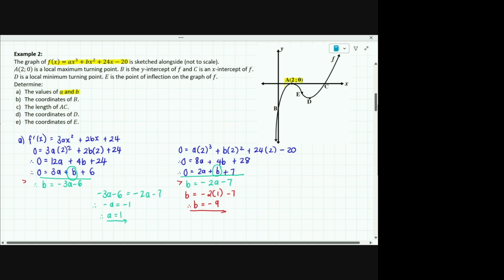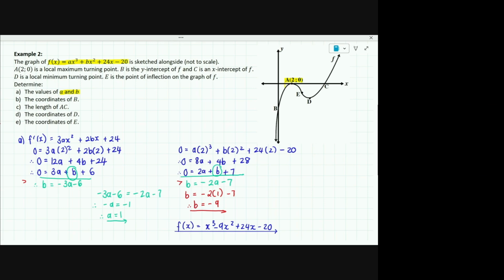We were asked to find the values of A and B. We've done that. Obviously, if we want to, we can just write our equation out. So f of x is equal to x cubed minus 9x squared plus 24x minus 20. But once again, when you're given the turning point and you've been asked to find the formula of your cubic function, you need to set the first derivative equal to 0 and substitute in the x value of your turning point. And then you need to find your second equation.